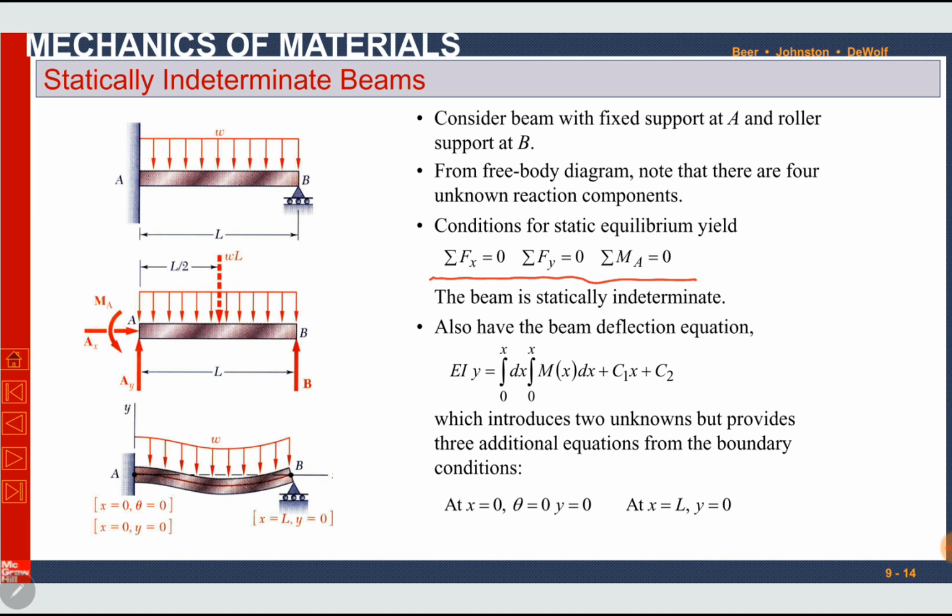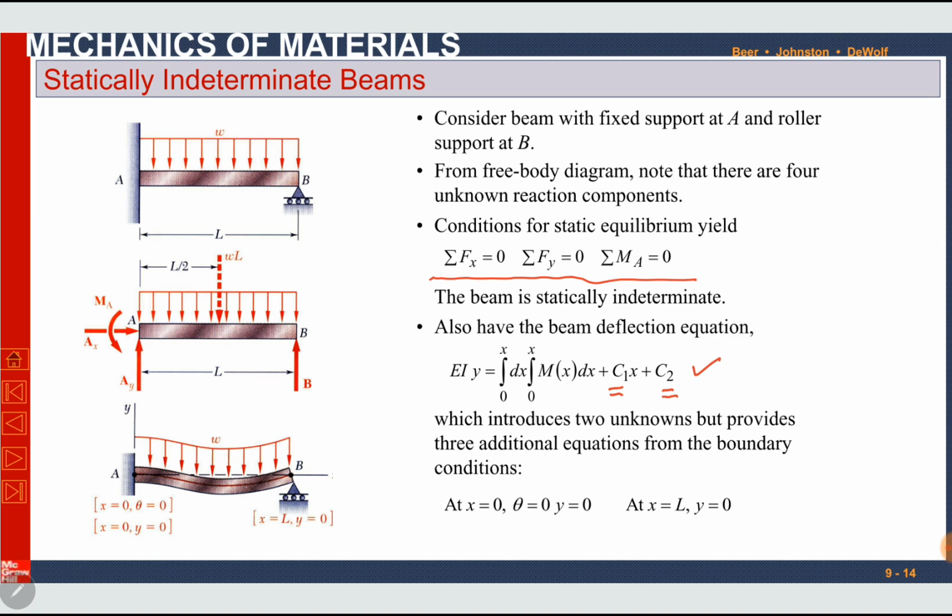But in this beam, we have 3 unknowns at end A and 1 unknown at end B. So the total number of unknowns is 4, but the total number of equilibrium equations is 3. So we need at least one more equation. For that, we are using this expression of the elastic curve, y. But this expression again contains 2 unknowns, C1 and C2. So the total number of unknowns has increased from 4 to 6 now.